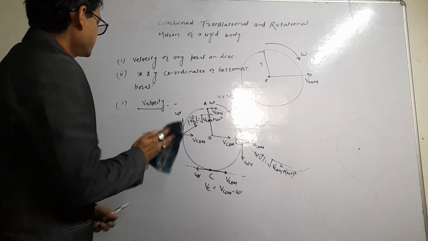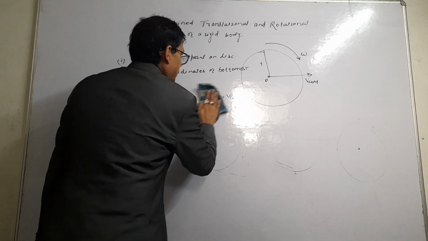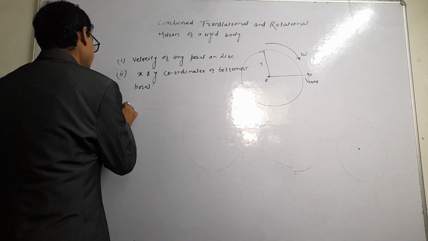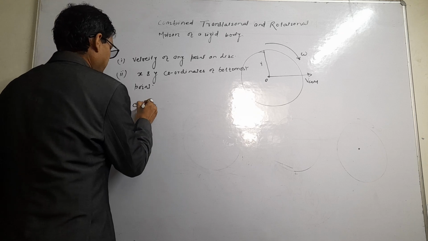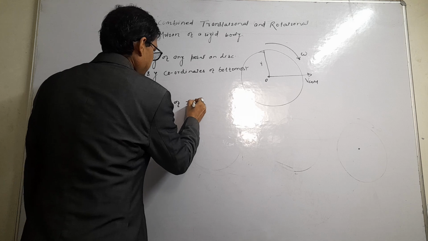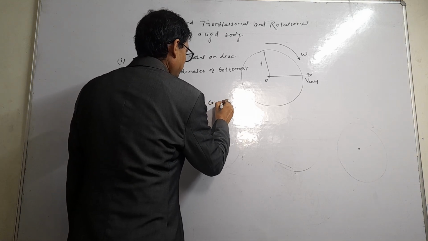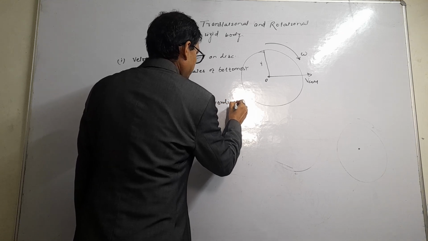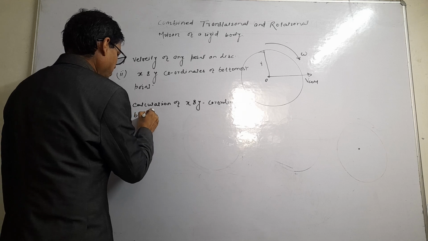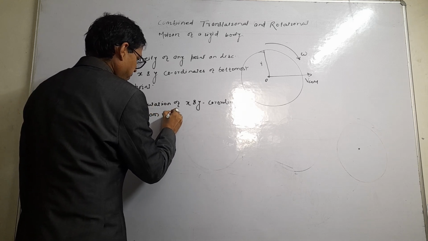Now come to the second parameter, that is calculation of x and y coordinates of the bottommost point.